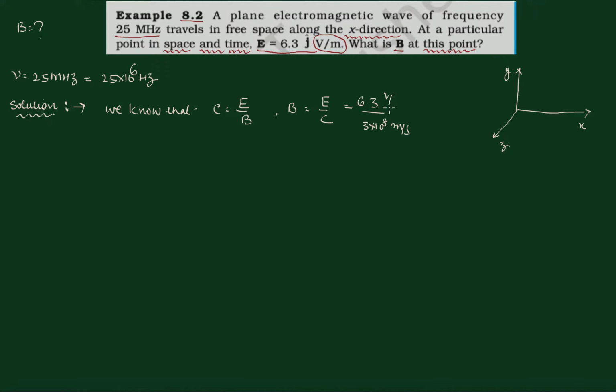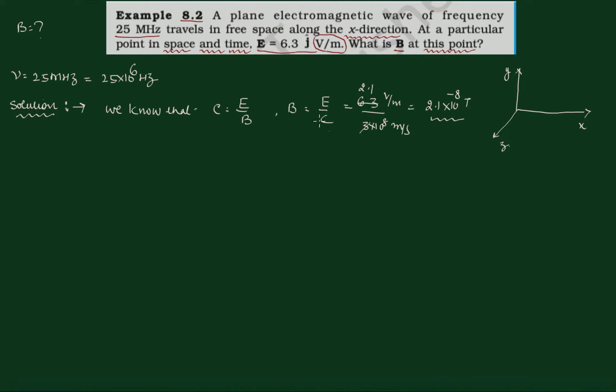This is volt by meter. अब इसको काट दीजिए. This is 2.1 cross 10 to the power minus 8 Tesla. Alright. So this is the magnitude of magnetic field. So हमसे पूछा गया कि आप उस पॉइंट के ऊपर मैग्नेटिक फील्ड निकालिए. But this magnetic field is a vector quantity, so it has magnitude and direction, right?